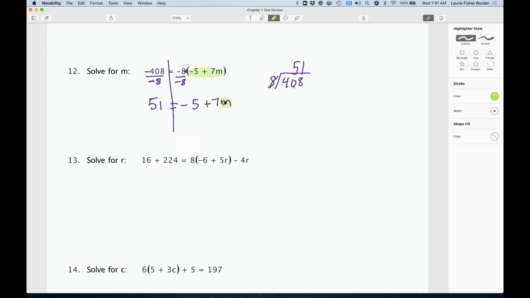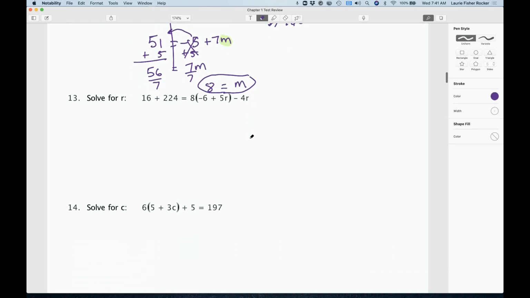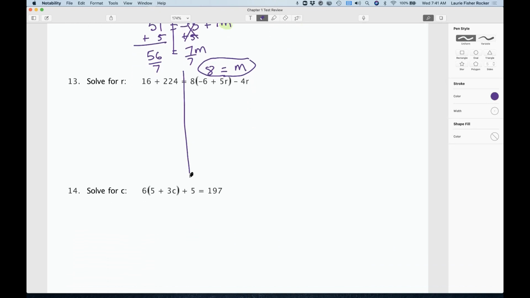Now you could have just distributed first and gone to two-step, that's fine. Just another way to look at that. So there's my m, so I'm going to move this, so plus 5, and I get 56 equals 7m. So then I'm going to divide by 7, and then I run out of room, so I can move it over here. 8 equals m. I'm just going through the steps.